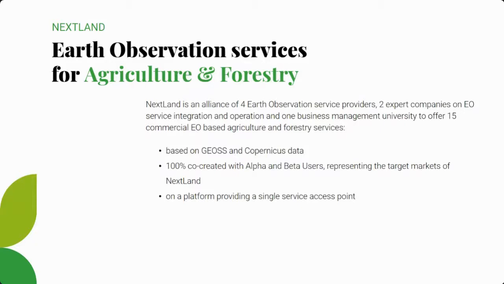We have then 2 expert companies on EO service integration and operation, and 1 business management university. And our main goal is to offer 15 different, at least for now in the beginning, 15. We hope to extend that portfolio. 15 commercial EO-based agriculture and forestry services that are based on GEOSS and Copernicus data, that are 100% co-created with alpha and beta users, and those alpha and beta users represent the target markets of NextLand.